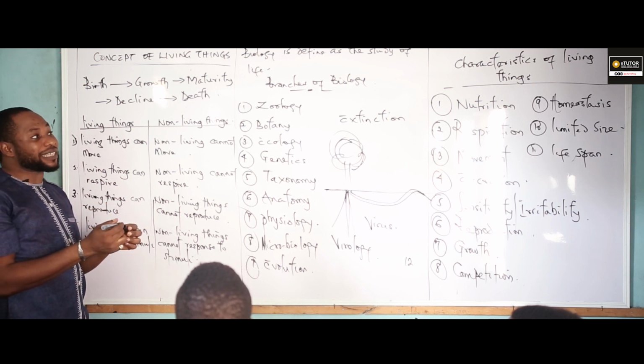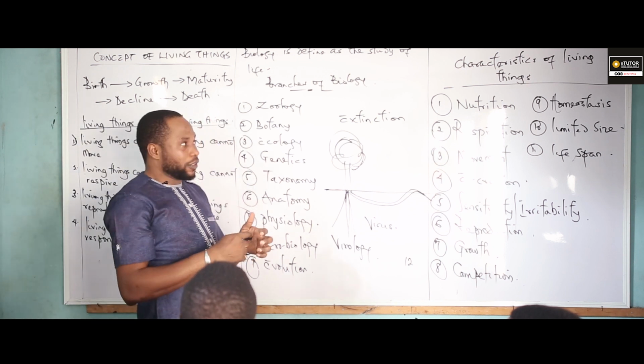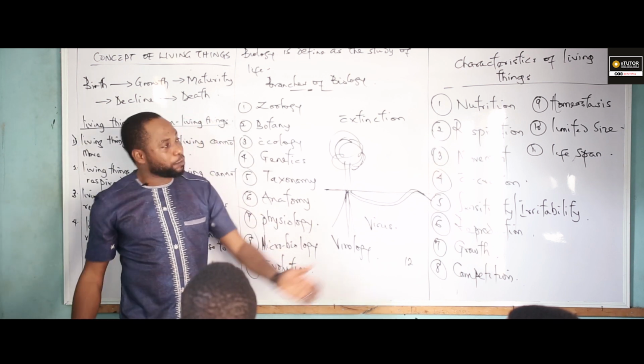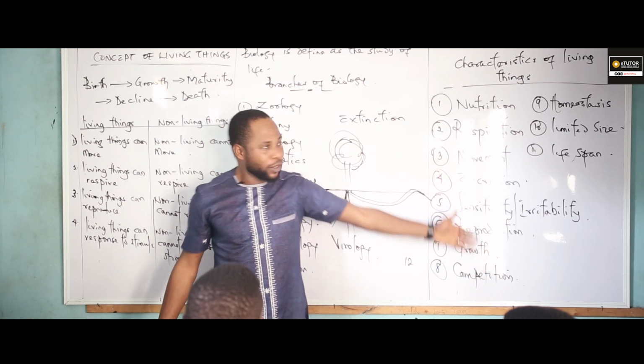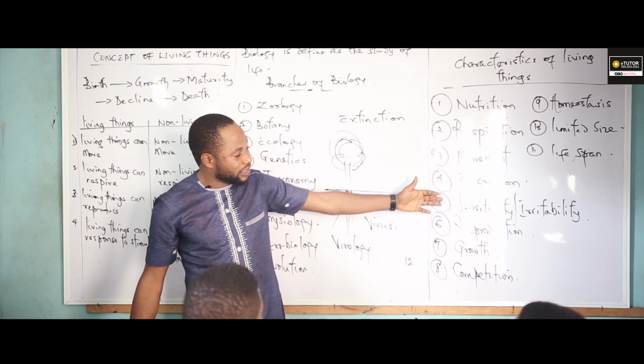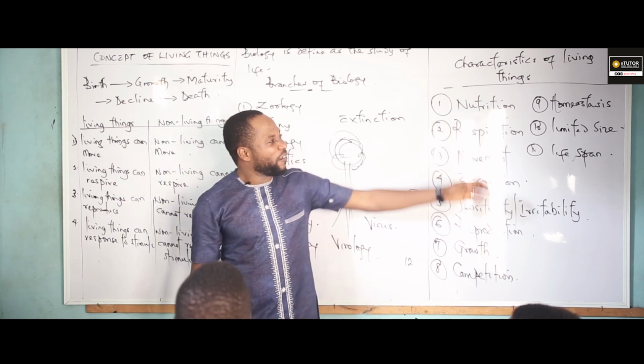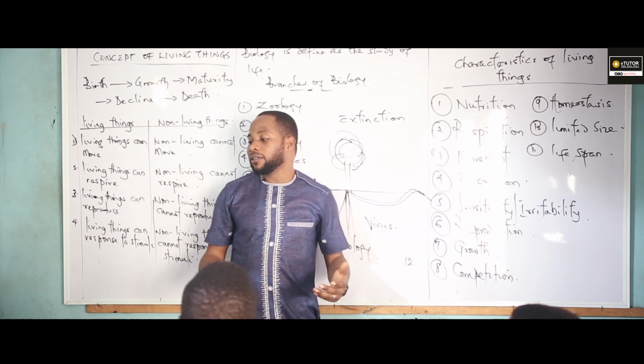Then after that, we discussed living things generally and non-living things. I said living things are things that have life, while non-living things do not have life. What makes living organisms have life is these following characteristics: nutrition, respiration, movement, excretion, sensitivity or irritability, and so on and so forth. And these differentiate living things from non-living things.